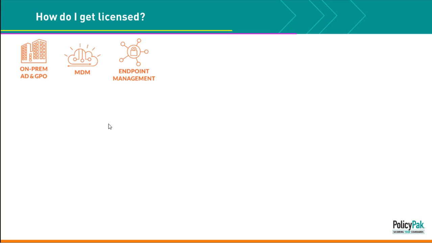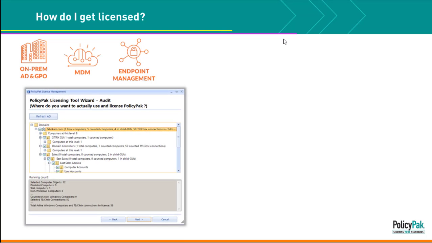All right, let's talk about how to get licensed. If you're in Group Policy land, MDM land, or endpoint management land, what are you going to do? Well, you're going to use our license tool, our LT tool, and it's going to help you count the computers on-prem and the computers that are eligible for MDM. It will count that number and spit out a number at the end. And then you'll send this over to your sales team, and they will generate you a license key for use, either a 30-day key or a full key.